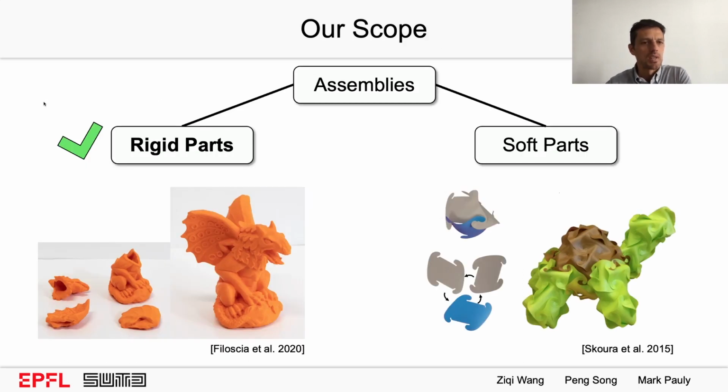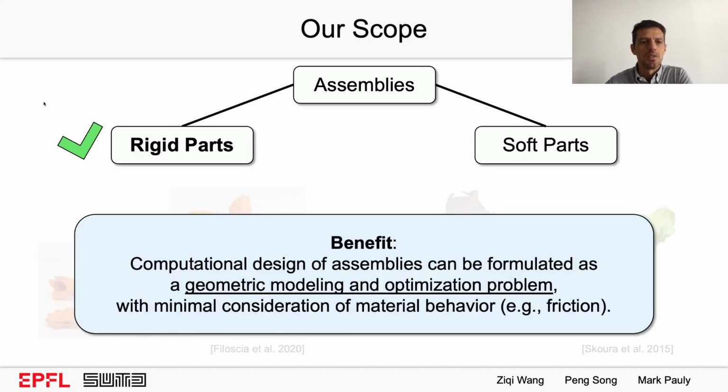To define the scope a little bit further, we will look at assemblies that are composed of rigid parts. So we will not study assemblies where the deformation of the parts plays an essential role in the way the parts are connected, for example, like you see here on the right. Our focus will be on component parts that can be abstracted as rigid bodies. And this allows us really to focus on geometric methods and come up with efficient optimization problems that can abstract away many of the physical properties of soft parts.